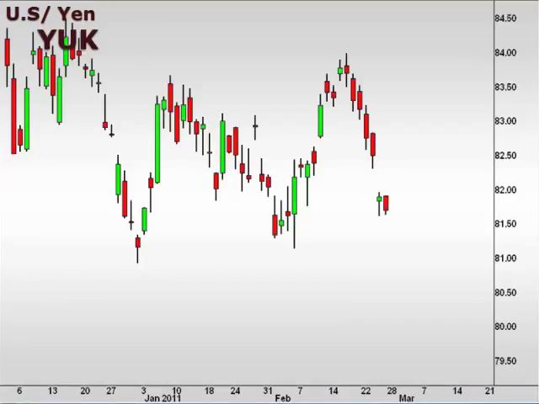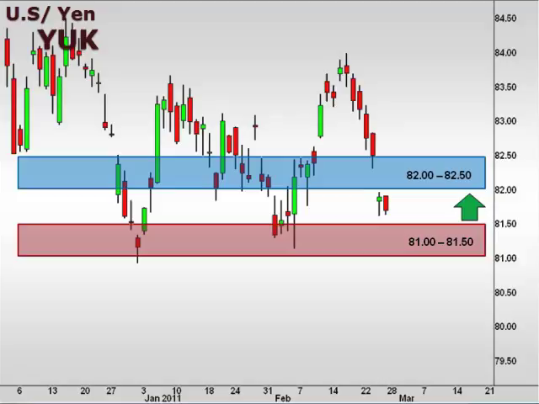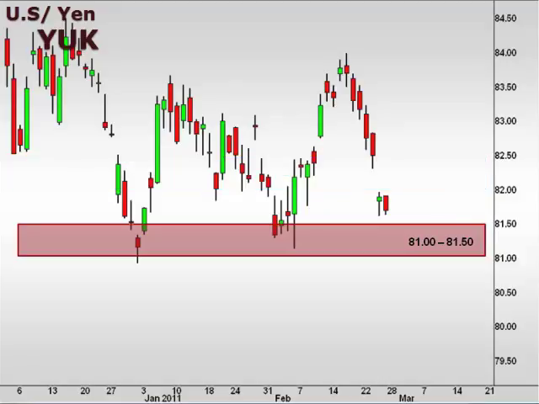Let's take a look at the YUK, the U.S. versus the Japanese yen. The YUK dropped significantly last week, heading towards our 81.5 support. Now, a retracement is likely to meet with some resistance at 82.5. However, any continuation to the downside is likely to extend deeper towards that 81 level.